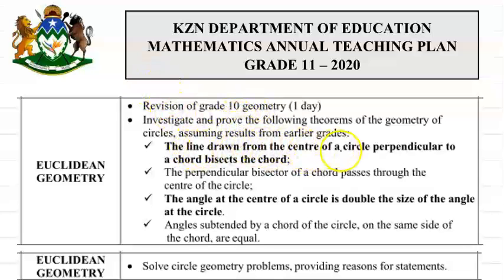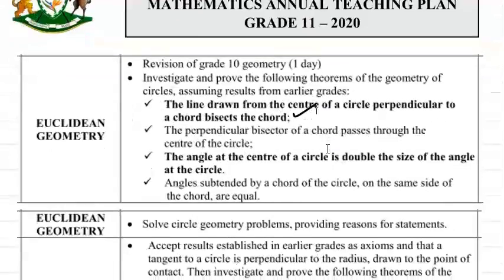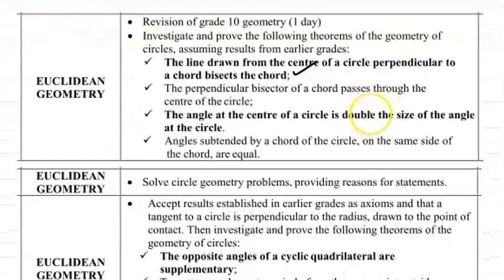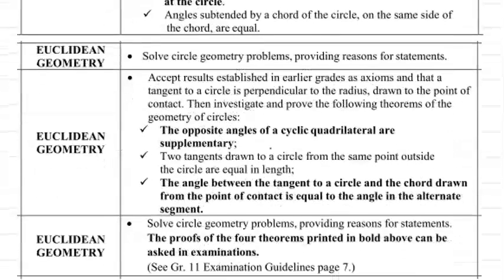A line drawn from the center of a circle perpendicular to the chord bisects the chord. The angle at the center is double, or twice the size of, the angle at the circle. So angle at center is twice the angle at circumference. And also, the opposite angles of a cyclic quadrilateral are supplementary. The angle between the tangent to a circle and the chord drawn from the point of contact is equal to the angle in the alternate segment. So that's the tan chord theorem.